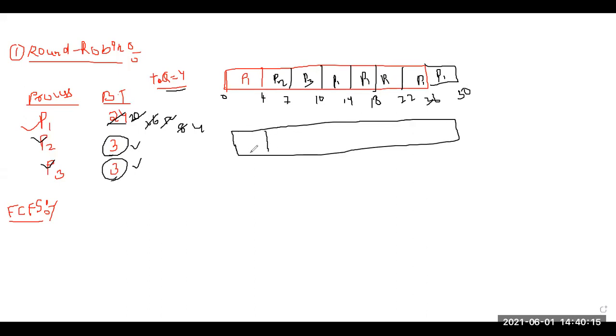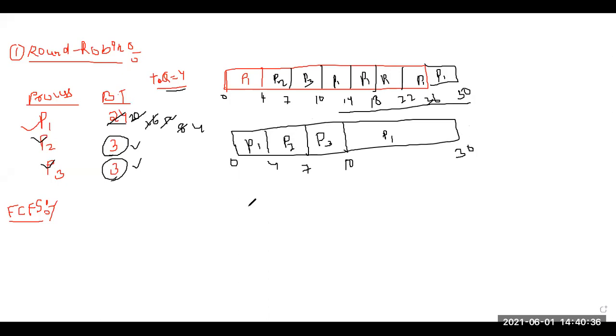Or I can write it like this: first P1 from 0 to 4, then P2 up to 7, then P3, how much? 10. Then the rest is all P1, from 10 up to 30.